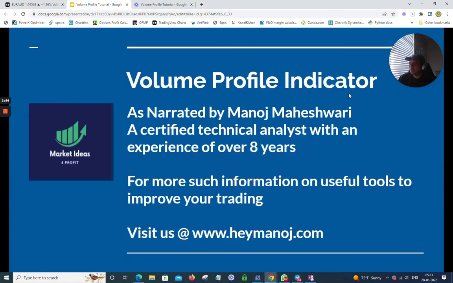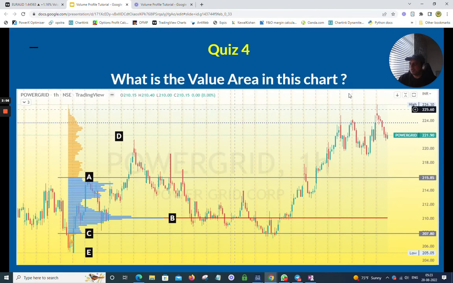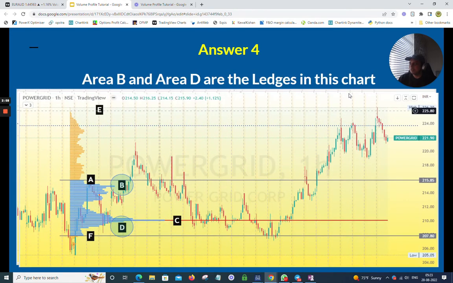Quiz 4. Okay, we have a problem here. Quiz 4. The answer to 4 here is here. The ledge areas are area B and area D. So these are the ledge areas that we see. The area B and the area D are 2 ledge areas that have been created. I hope you got this right.